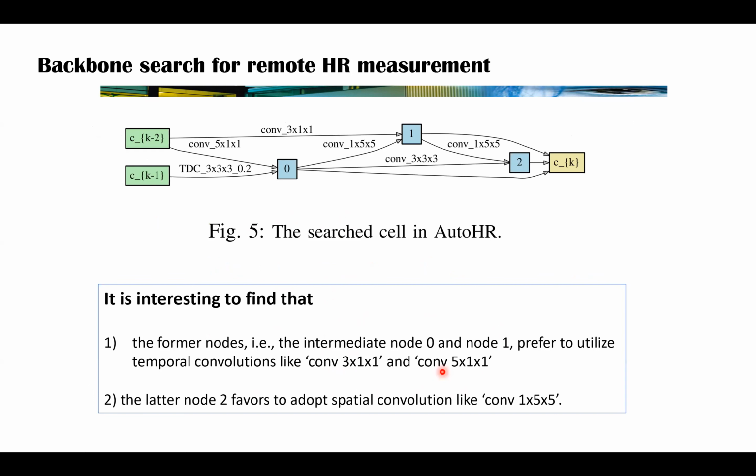Here we show our search cell in AutoHR. You can see that in the former nodes, it usually uses some temporal convolution, for example 3 by 1 by 1 or 5 by 1 by 1. But in the latter nodes, for example node 2, it usually adopts spatial convolution, like large kernel spatial convolution. So we think this finding can facilitate future architecture design in this field.